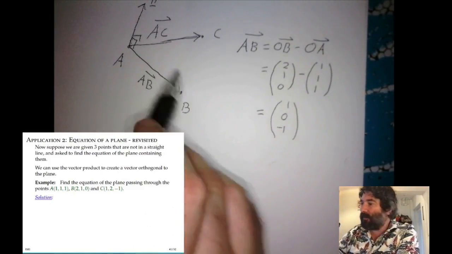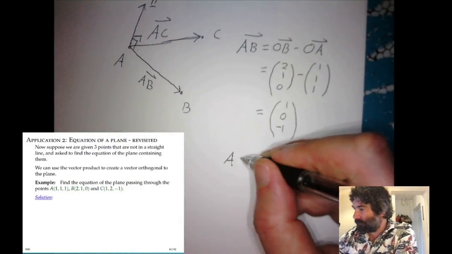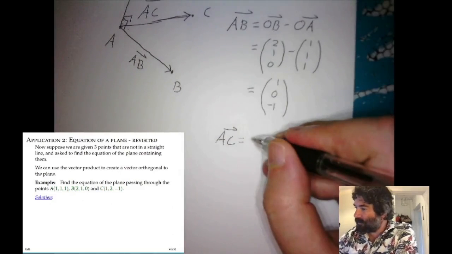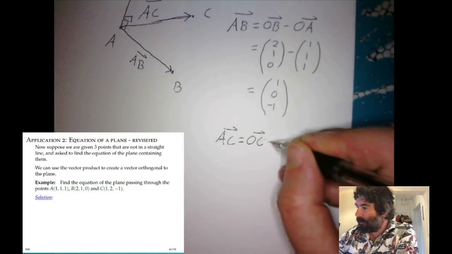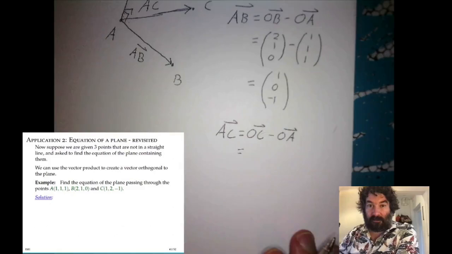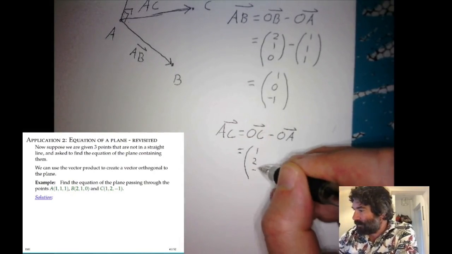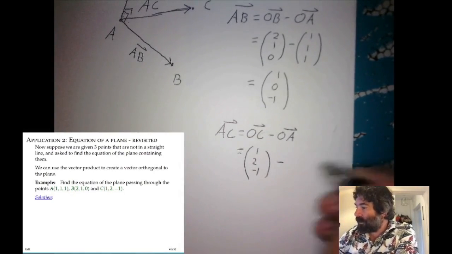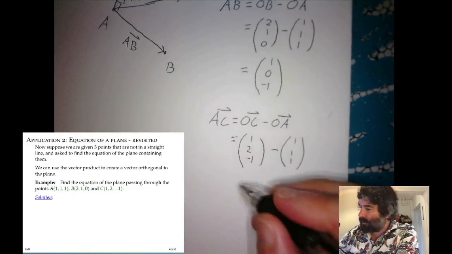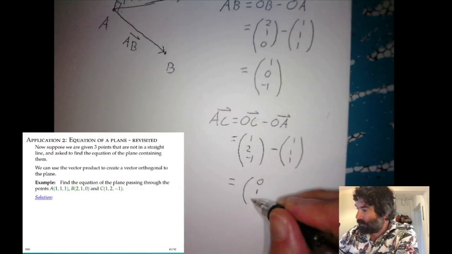All right, now we need to determine the vector from A to C. So the vector from A to C is going to be the position vector of C minus the position vector of A. And the coordinates of C are 1, 2, negative 1. And we subtract the position vector of A, which is again 1, 1, 1. And we get 0, 1, negative 2.